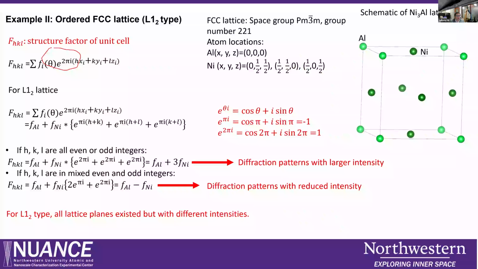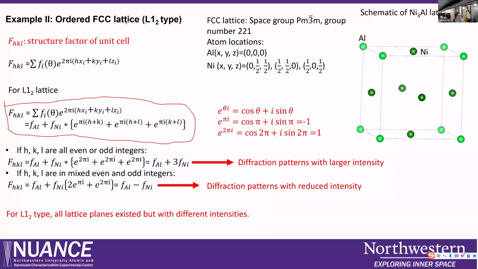Okay. Now I would like to give you another example, for an ordered FCC, for example beta nickel aluminum. The aluminum is at the corner, and the nickel is at the side centers. So the aluminum has one location, 0,0,0, and the nickel has 3 locations, like this. If you put them together, you get this. This is the structure factor for the ordered FCC.